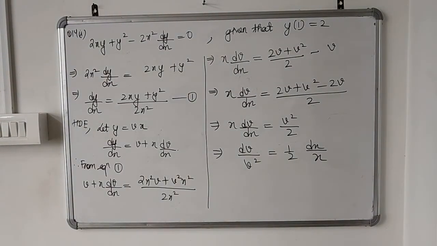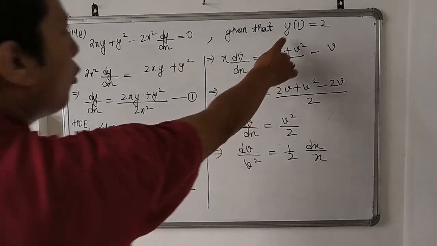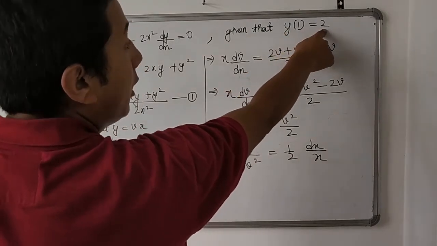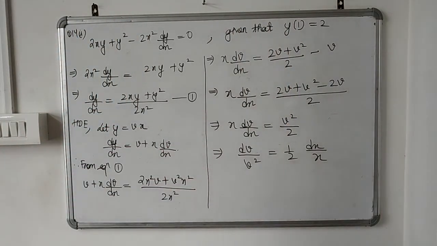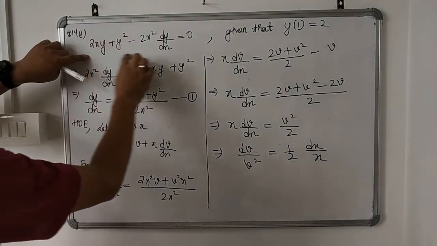Alright, let's proceed with number 14 part 1. So solve the differential equation given that y(1) is equal to 2. Now we know what we mean by y(1) is equal to 2. This means y is equal to 2 when x is equal to 1. So again I have to find the particular solution. The differential equation is this.